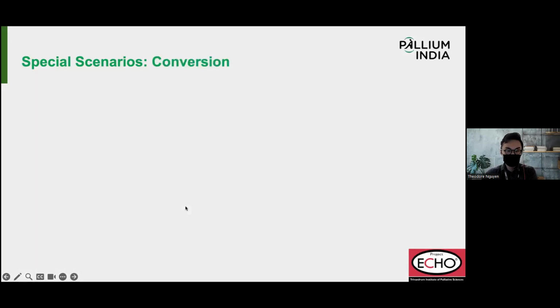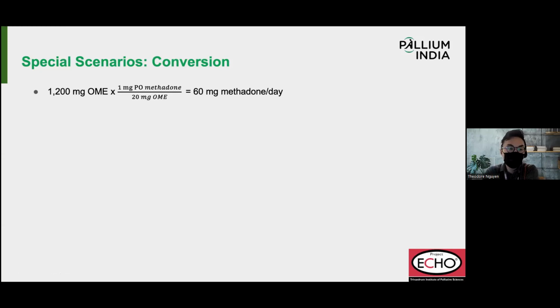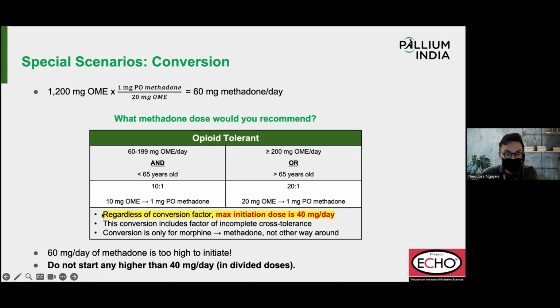For very high doses, in a scenario where patients require 1,200 milligram OMEs of morphine, if we did that 20:1 ratio, we would get 60 milligrams of methadone a day. What dose or regimen would you start on? Again, I want to emphasize that regardless of the conversion factor you're using, the maximum initiation dose we would do is 40 milligrams a day. So 60 is too high to start. So you would cap that at the 40 and do divided doses.